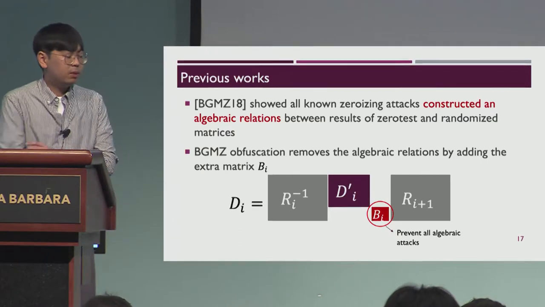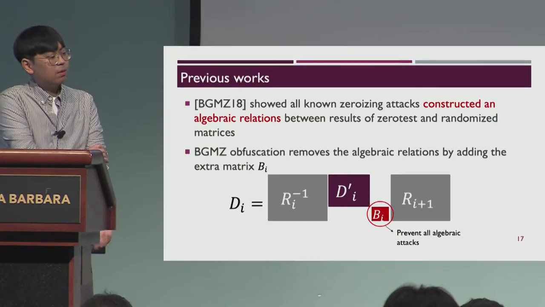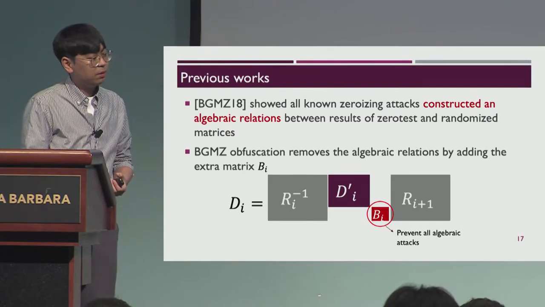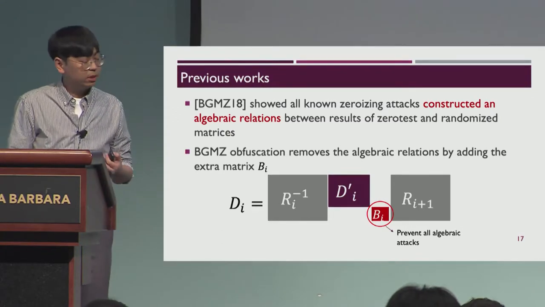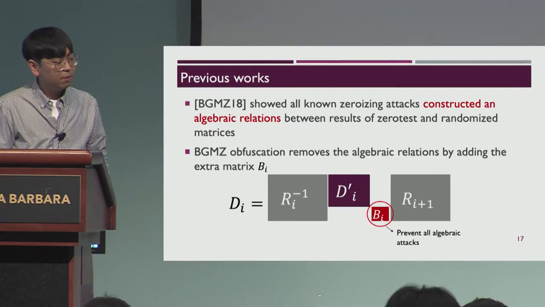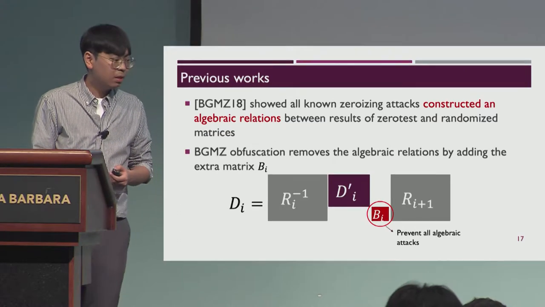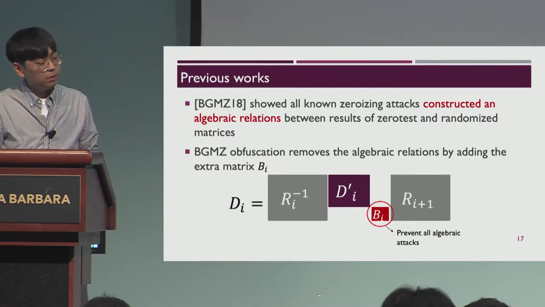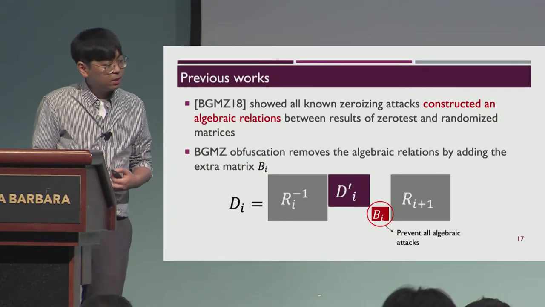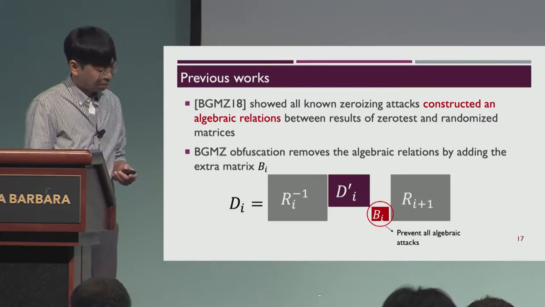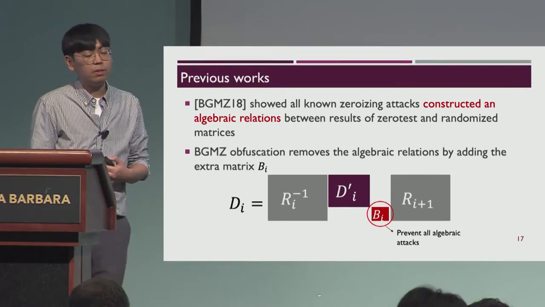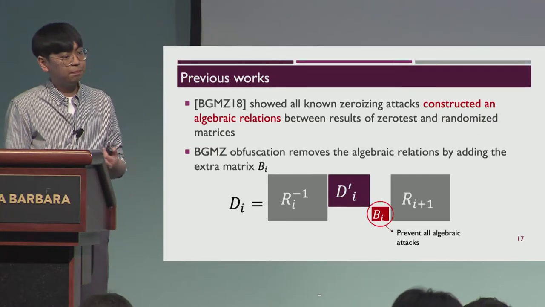So the recent paper BGMG18 showed that all known zeroizing attacks construct algebraic relations between the result of the zero test and the randomized matrix. And the BGMG obfuscation removed the algebraic relations by adding the extra block matrix P_i. So we guess the algebraic framework may not be useful anymore.